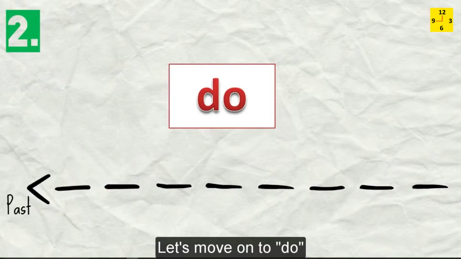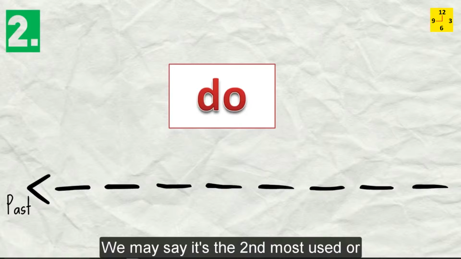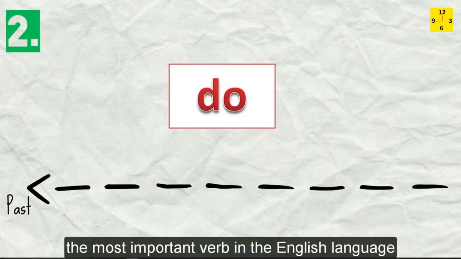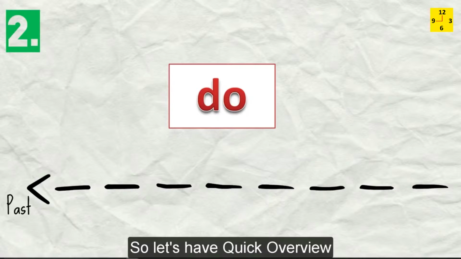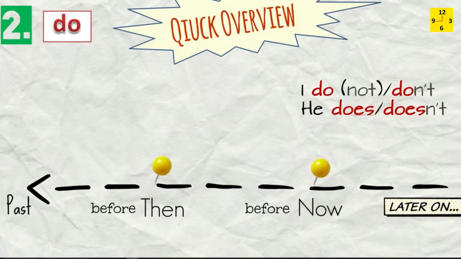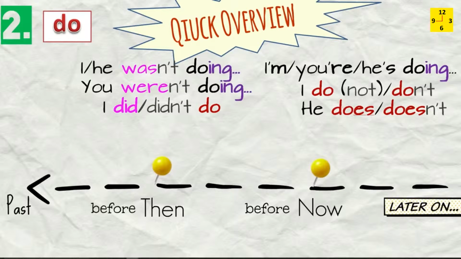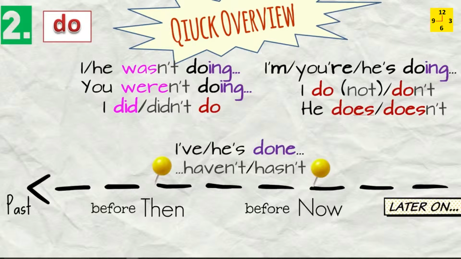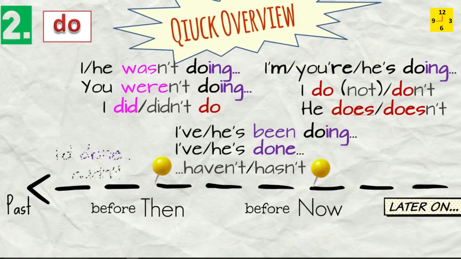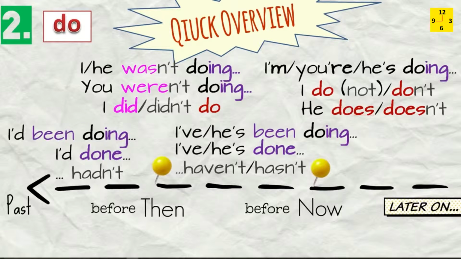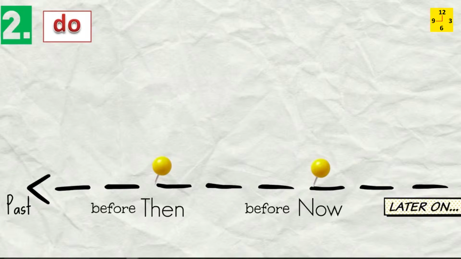Let's move on to do. We may say it's the second most used or the most important verb in the English language. So let's have a quick overview. So for example, we'll say I do, or I don't, he does, he doesn't, I'm doing, you're doing, he's doing, I did or didn't do, I was doing or you were doing, or the negative, I wasn't, you weren't doing. I've done, he's done. I've been doing, he's been doing. I'd done, or I hadn't done. I'd been doing.